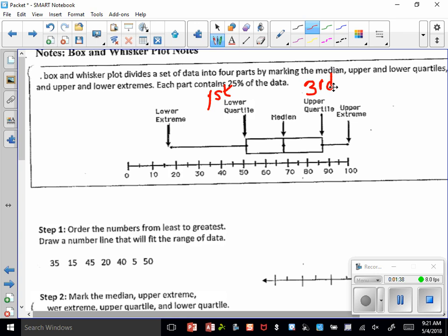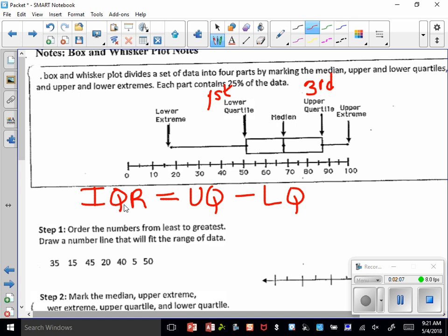Okay, now there's also something called the interquartile range. We just abbreviate that IQR. Okay, so you'll need to write this down. How to get the interquartile range is you take your upper quartile, and I'm just going to say UQ for upper quartile, minus the lower quartile. So you just take these two numbers here and subtract them, and that gives you what we call the interquartile range.